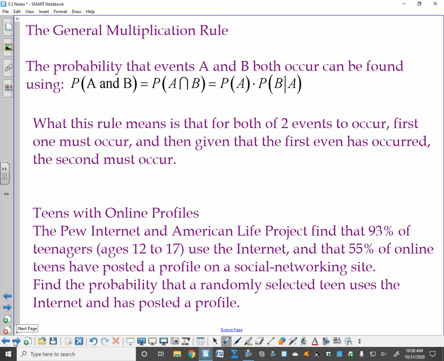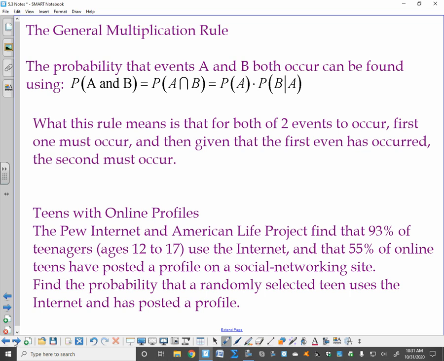Okay, now let's talk about the general multiplication rule. So we've done givens, awesome, because we need givens to be able to do ands. The probability that events A and B both occur can be found using the probability of A and B, which is also written as the probability of A intersection B. Okay, here's your formula. It's the probability of A times the probability of B given A. I'm pretty sure that's on your formula sheet.